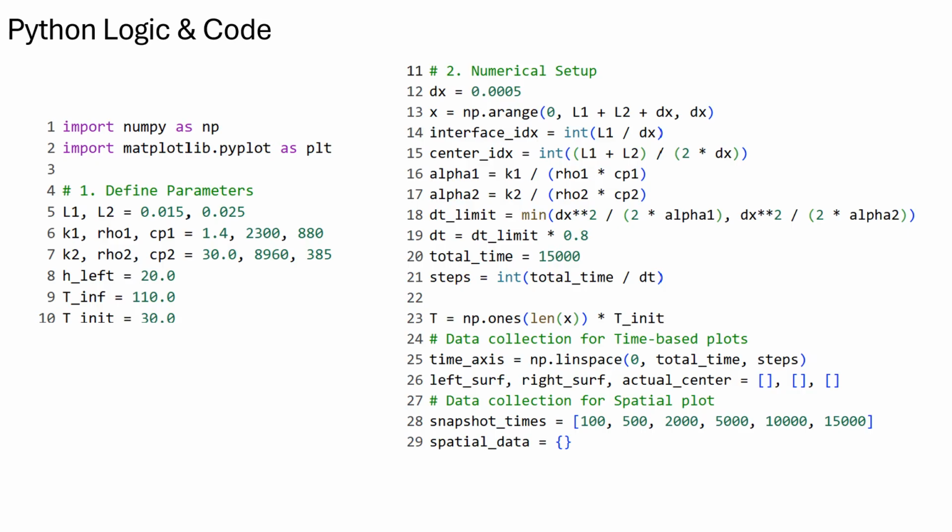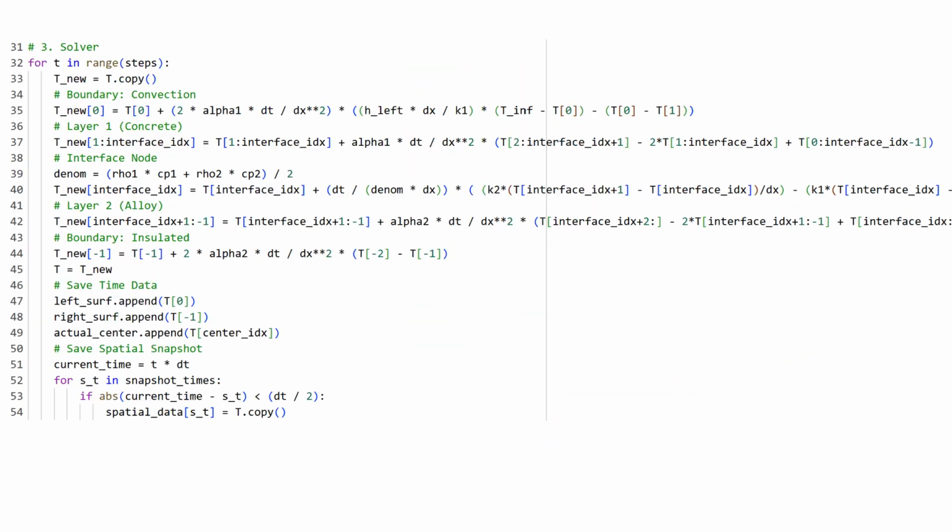In steps 1 and 2 of my code, I defined my chosen parameters and prepared the wall for numerical manipulation by dividing it into small slices, setting them all equal to the initial temperature of 30 degrees Celsius, and adding a stability guardrail to prevent the math from breaking. Step 3 is the solver, which is a for loop that marches the solution in small increments of time.